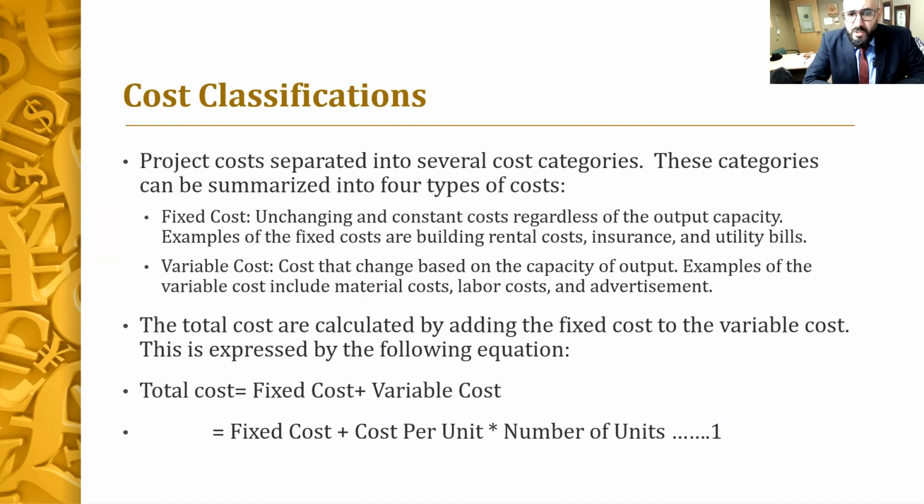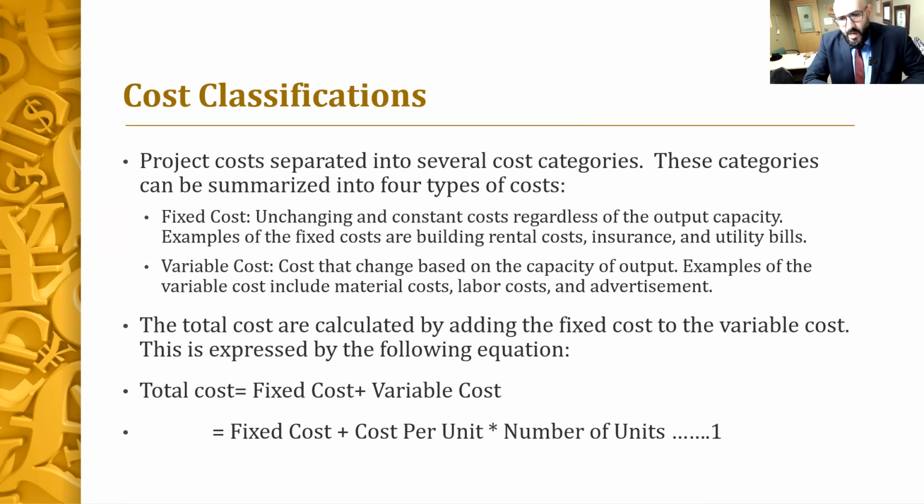An example of a fixed cost would be building rental costs, so the rent that you pay for a building or your apartment. That's a fixed cost. You have to pay it every month. Insurance bills are another thing that we consider as a fixed cost. Utility bills could also be considered as a fixed cost.